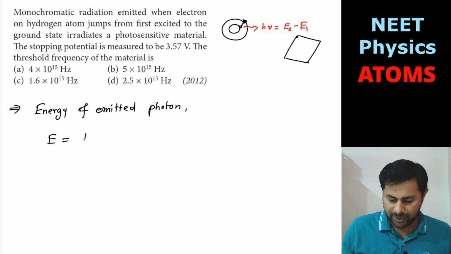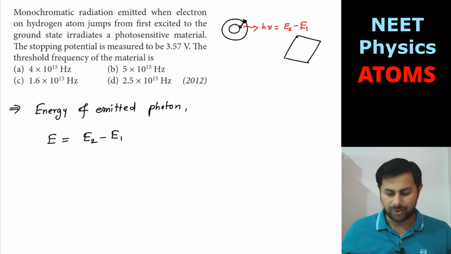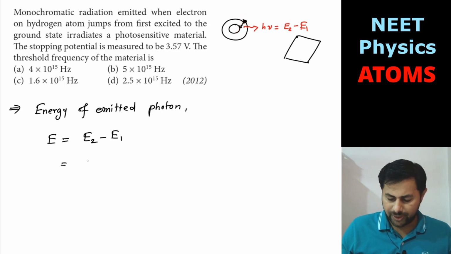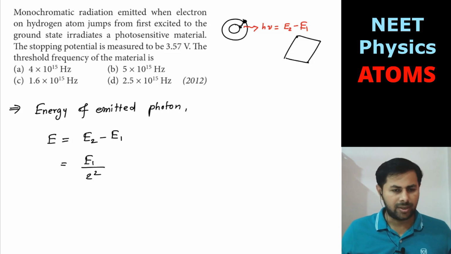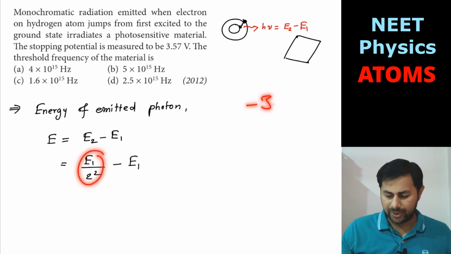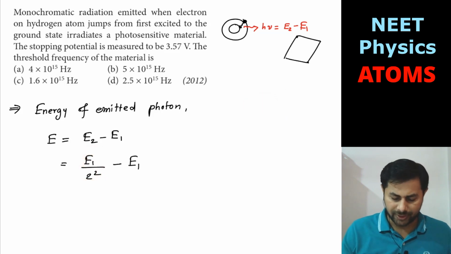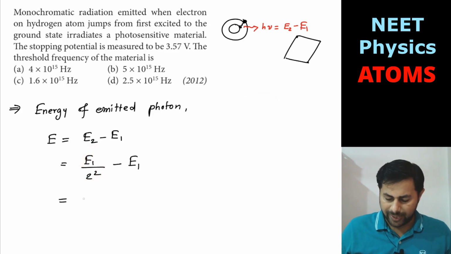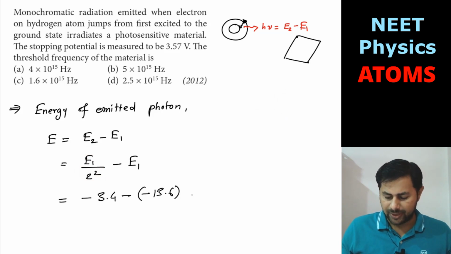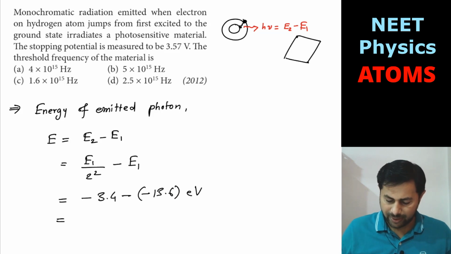E is E2 minus E1, because the electron jumps from the second to the first orbit, then this photon is emitted. So E2 is E1 by 2 square, E1 by 4, right? And E1 is equal to what? E1 is minus 13.6 electron volts. It would be better if you remember E2 is just equal to minus 3.4 electron volts, right? So this is minus 3.4 minus 13.6 electron volts, and how much is this?